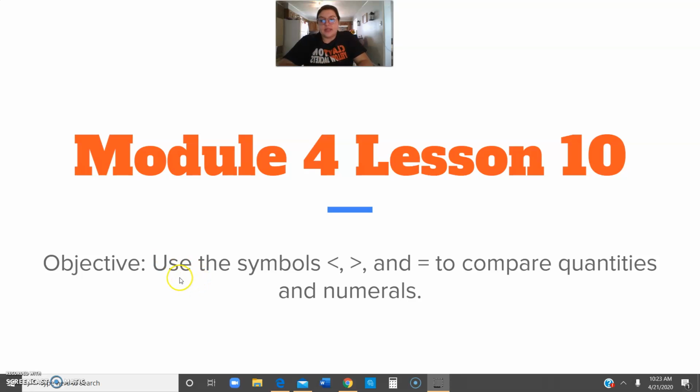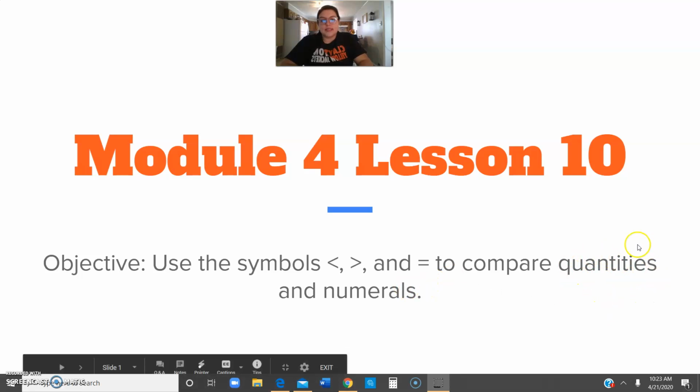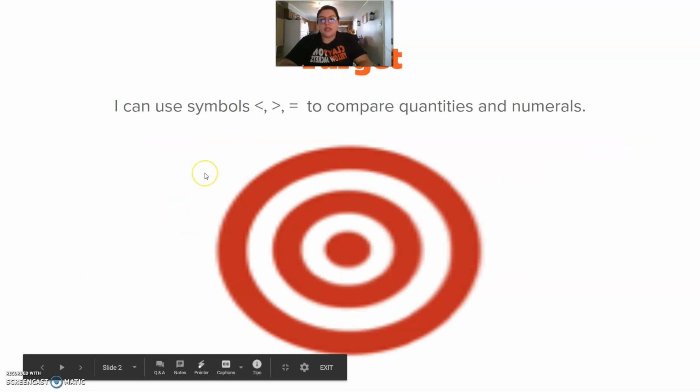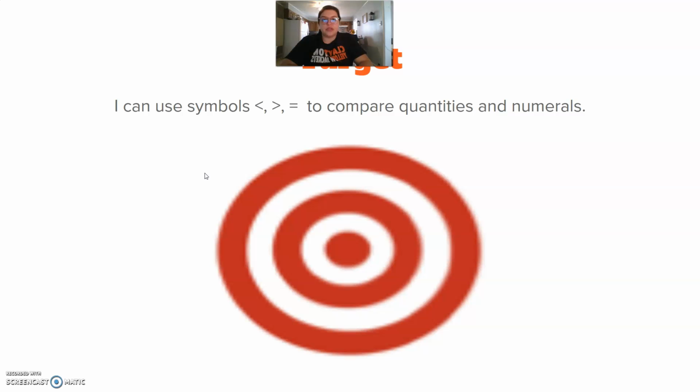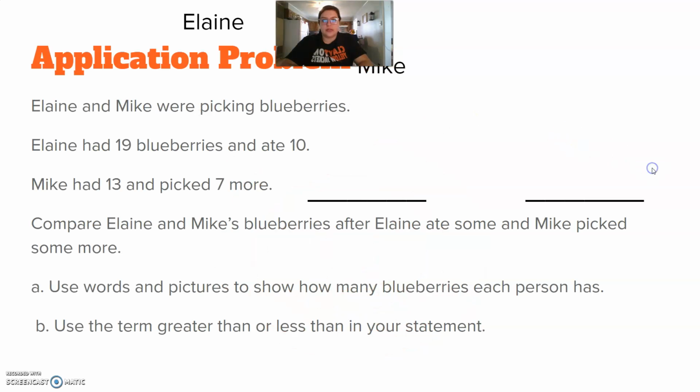So it says use the symbols less than, greater than, and equal to compare quantities and numerals. Again, quantities is amount, numerals is number. So we're going to use these symbols to compare amounts and numbers, okay? So our target: I can use symbols less than, greater than, and equal to compare quantities and numerals.